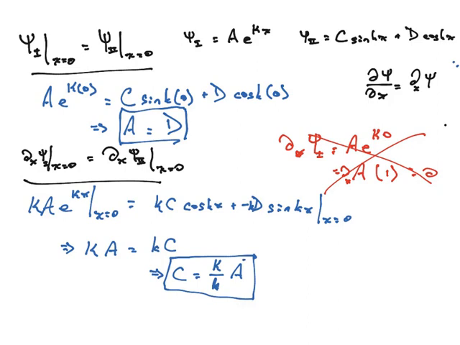Again, I don't know what a, c, or d are, but I have some relationship between them. I know that whatever a is, it's the same as d. And I know that whatever a is, c is that a times kappa over k. Okay?